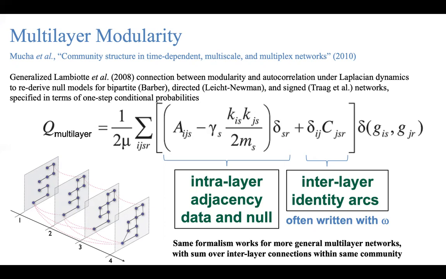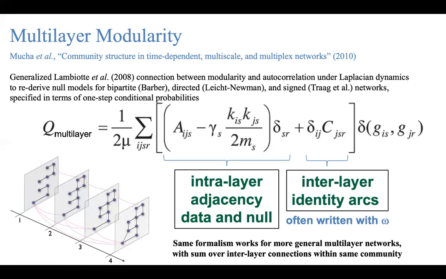So for instance, I'm myself in my network of friends, but I'm also myself in my network of colleagues at work. And if the appearance of me in this multiplex network in the friends layer gets clustered together in the same community as my work colleagues layer, then that's an interlayer identity arc that we're going to add a contribution to multi-layer modularity. That contribution over here is often written with a prefactor that scales everything by omega.